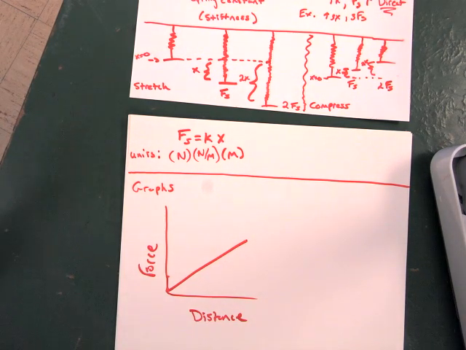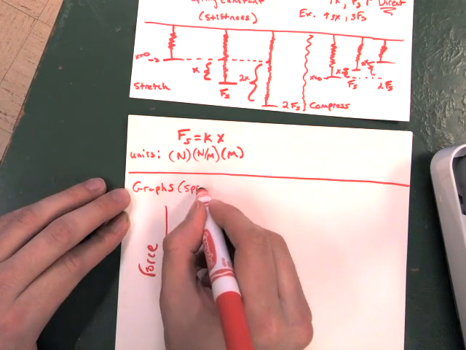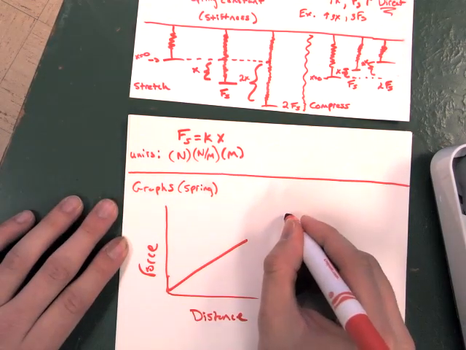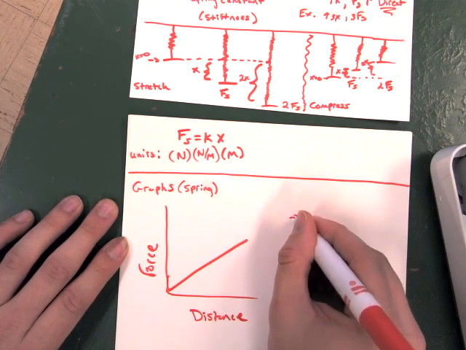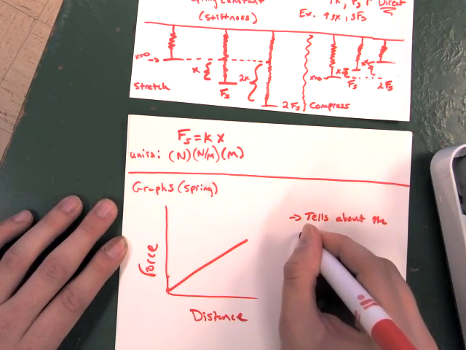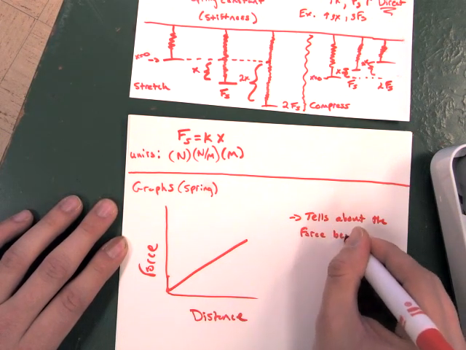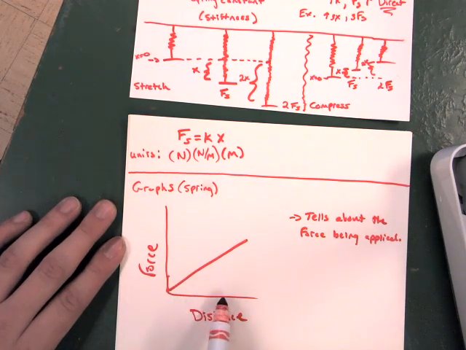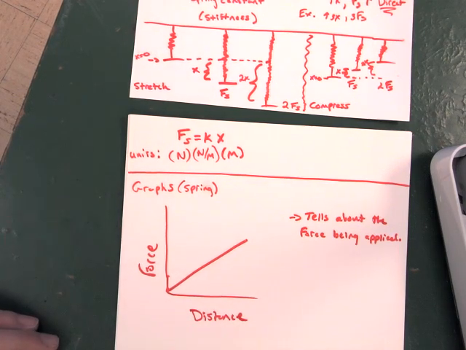What can we tell from this graph? This is a graph that's going to be about a spring. The first thing we can get is that this tells us about the force being applied. We can see, at this distance, how much force was being applied, just by reading the graph like we've always done.